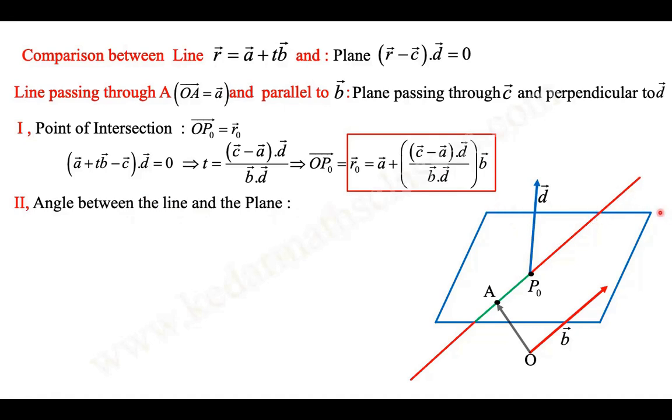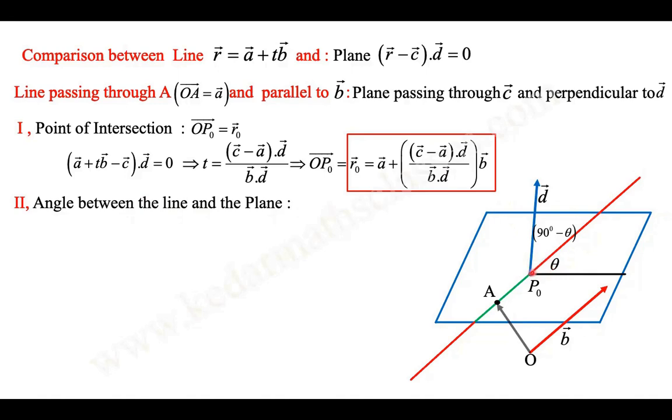And here this is the plane. Angle between them means you draw the projection of this line on this plane. Now, this angle is exactly the angle we are talking about. This angle is called the angle between that line and the plane. If this angle is theta, I want the value of theta.